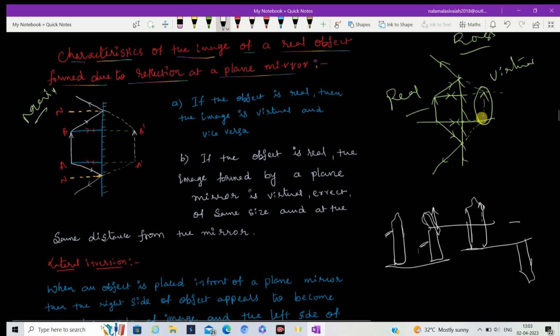So in the plane mirror, what type of image is forming? Virtual, erect and same size. Same size means same height and same distance too. The distance between the object and the mirror is equal to the distance between the image and the mirror. So equal distance, like that.